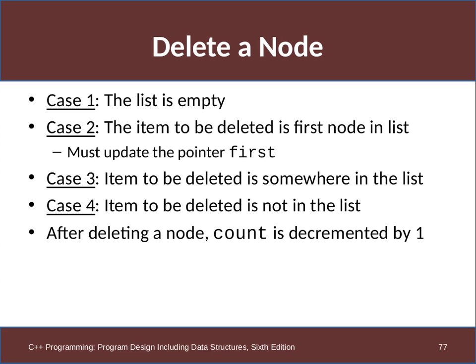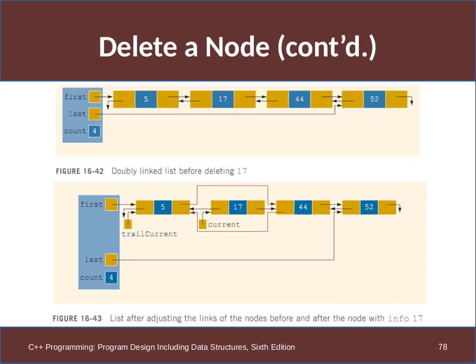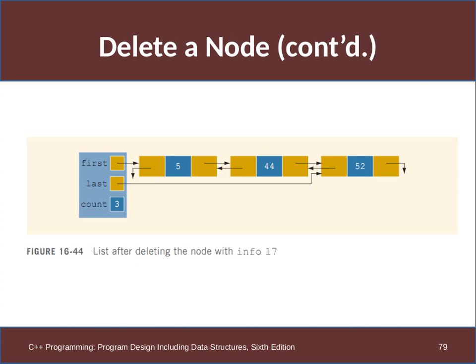Third is if it must be deleted somewhere in the middle of the list, and fourth is if the item to be deleted is not in the list, aka something failed. Make sure that you decrement your size or your count variable, and you should be good to go. All right, any problems, comments, screams?